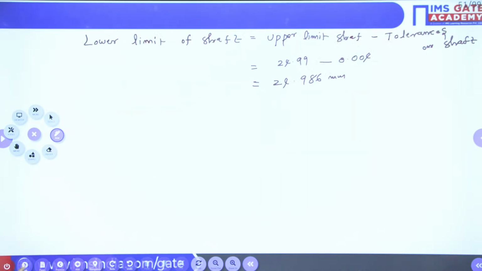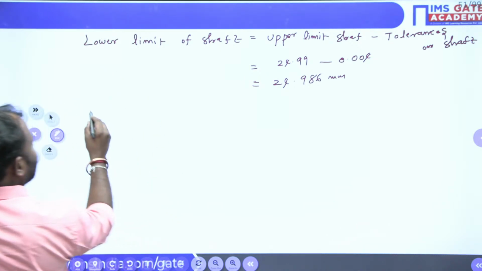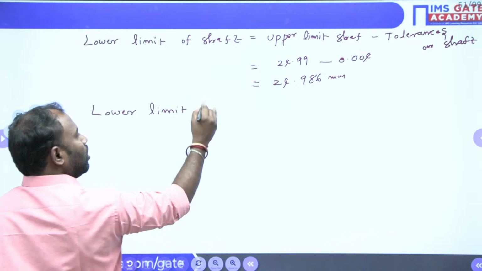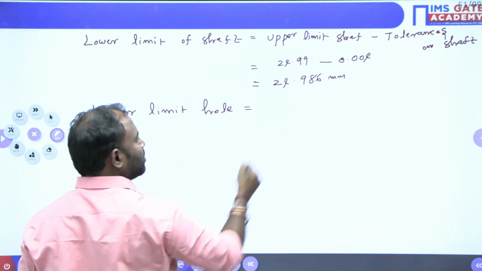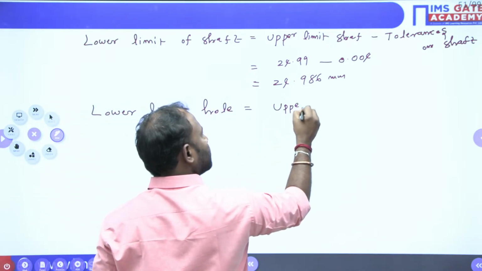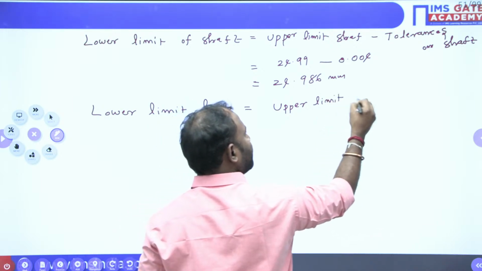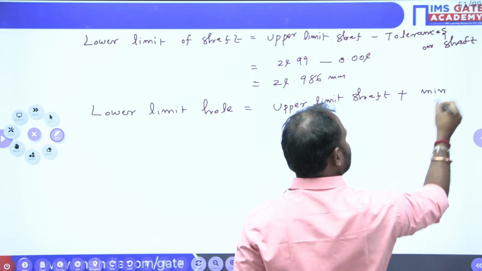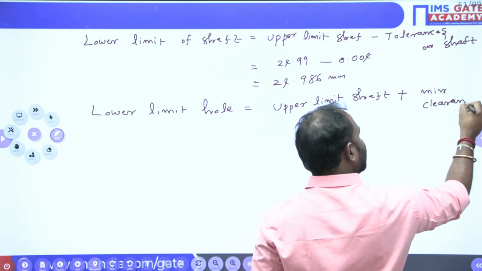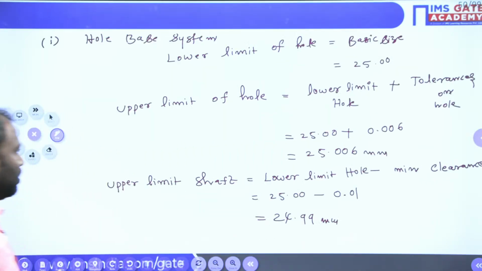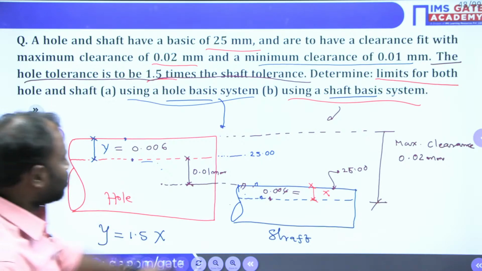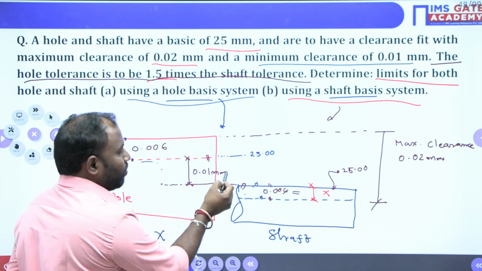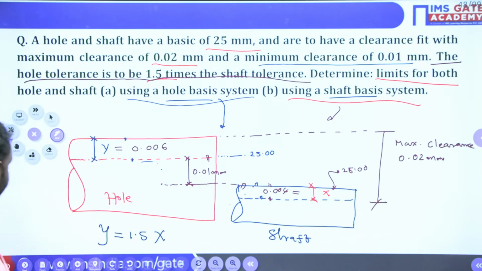Now let us go for the lower limit of the hole. Lower limit of hole is equal to upper limit of shaft plus minimum clearance. Now I just go back to the diagram. So if I want the lower limit of the hole, it is the upper limit of the shaft plus 0.01. This is the minimum clearance, right? So that I am going to get that one.